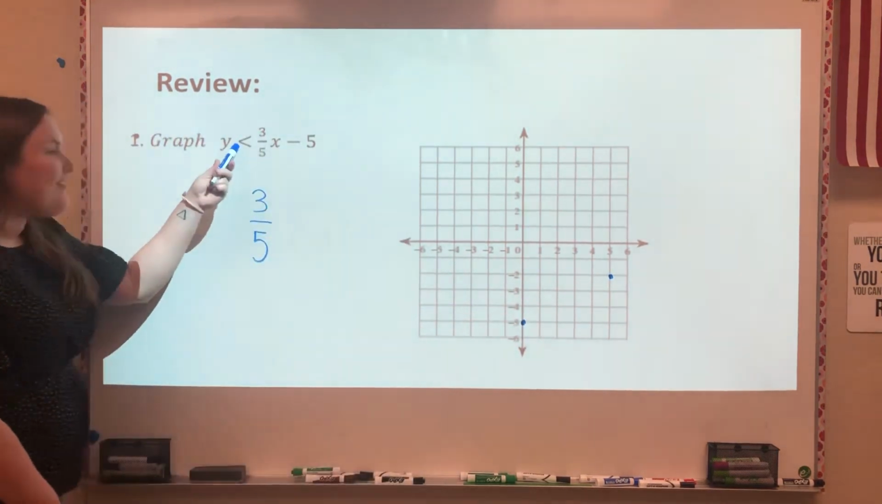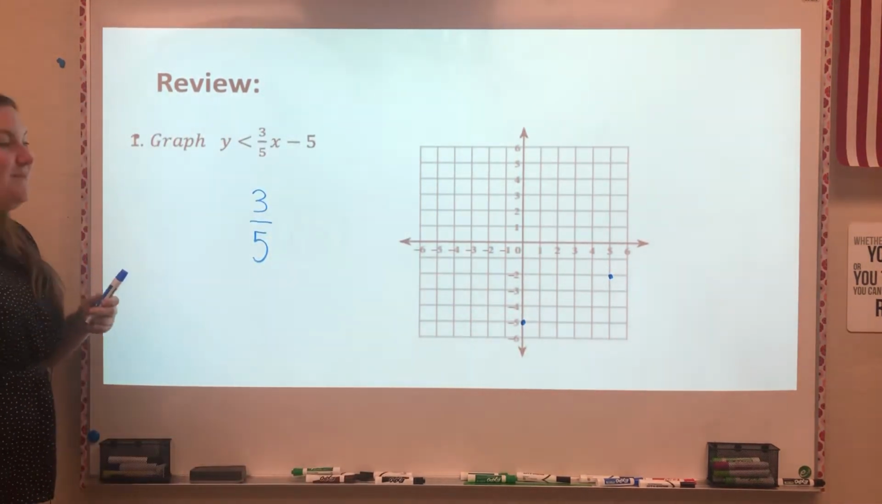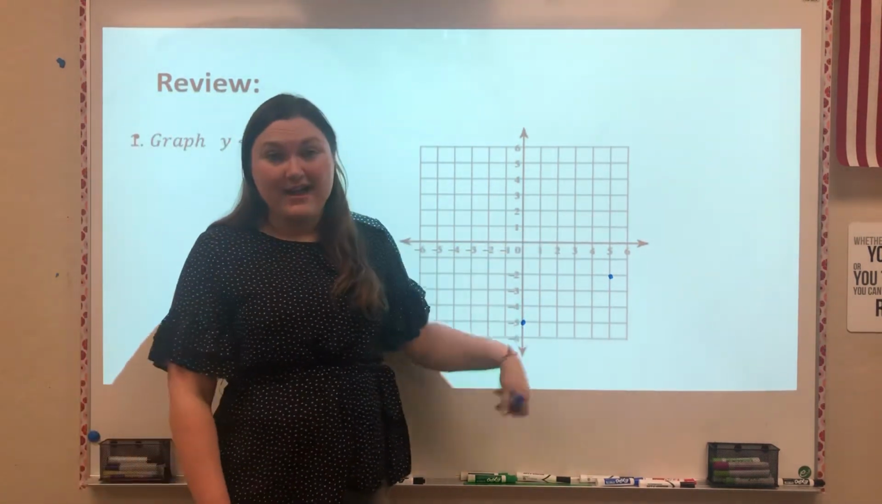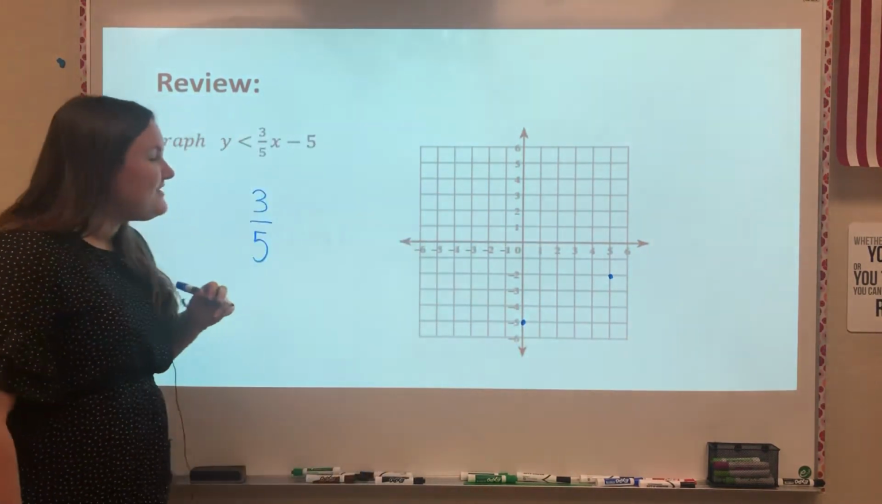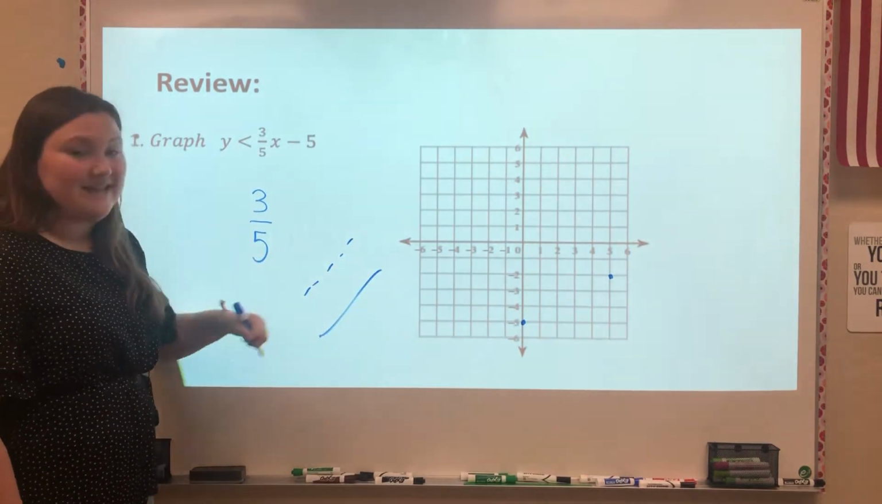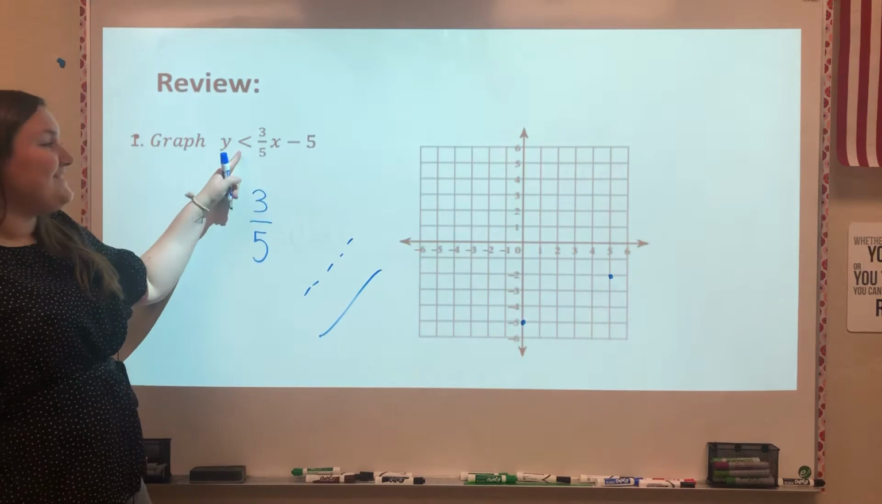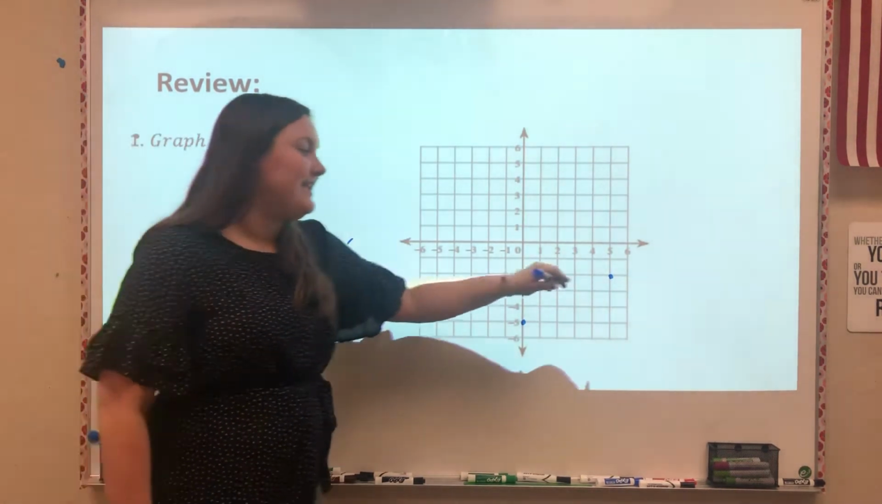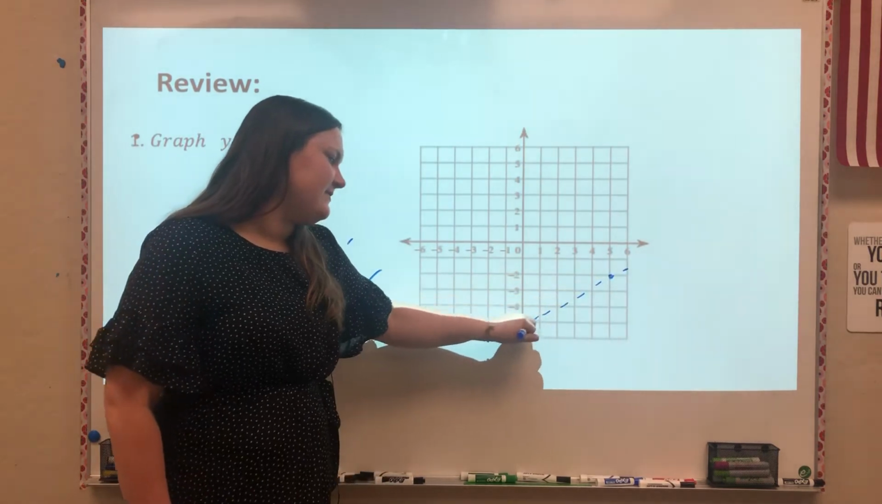Now I pointed out it's an inequality because with inequalities, there's 2 extra steps. We don't just draw our line and be done with it. The first step is decide if you want a dotted line or a solid line. The way you do that is check to see, does it say or equal to? If it's not or equal to, we should be drawing a dotted line through our points.